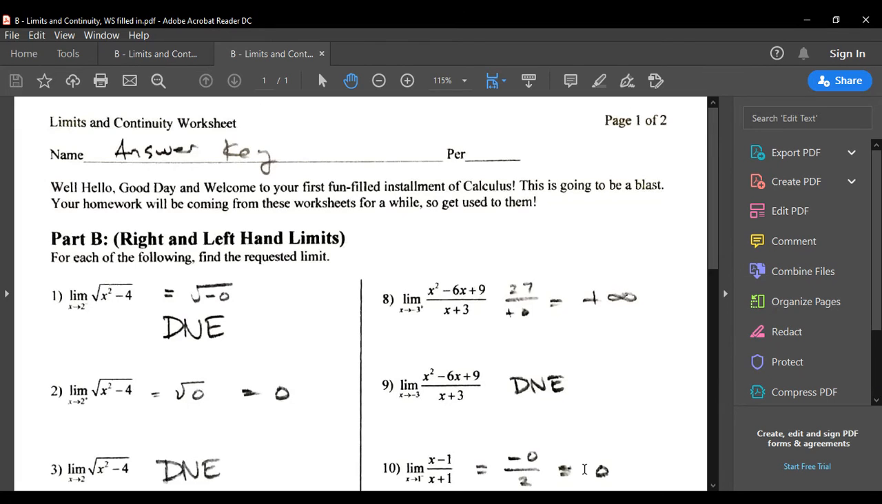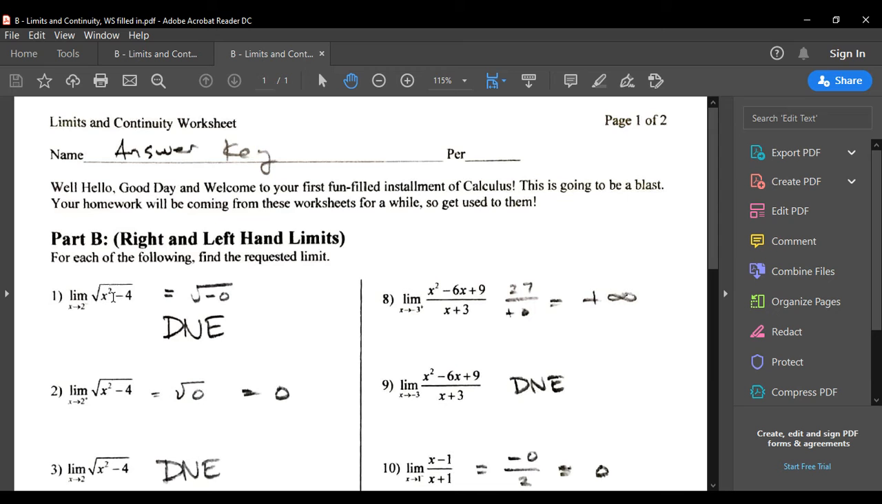All right, let's go through the in-class worksheet for limits and continuity part B. We have to look at left and right-hand limits of these. So, a little hard to see there, but this one says, take the limit as x approaches 2 from the left-hand side of the square root of x squared minus 4.